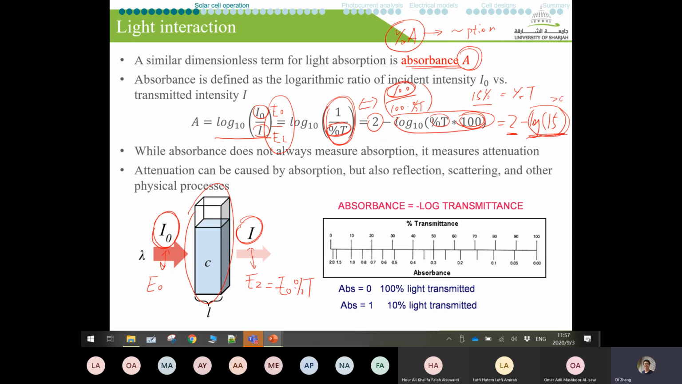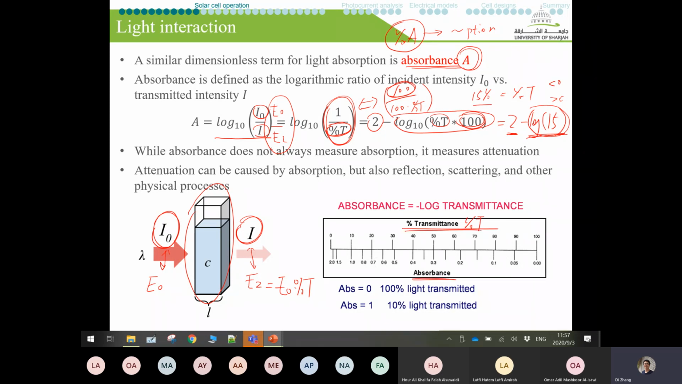Typically your absorbance should always be less than or equal to 2, unless your transmission is really small. For instance, if your transmission is less than 1%, in this case the log part can be negative, and you can have a very large absorbance, but that is quite unusual to find. With that, we can try to correlate the transmission T and the absorbance.